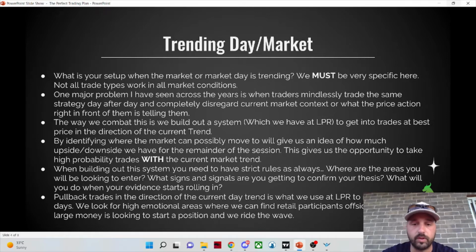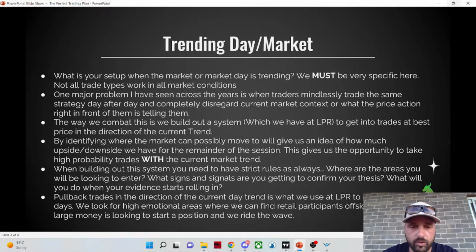The way we combat this is we build out a system, which we have at LPR within our group, to get into trades at best price in the direction of the current trend. So we have a market that's running up or running down. We've recognized it's trending. This is what we're looking for on a trending day in order to get an entry into this move. We don't have to catch the bottom. We don't have to catch the top. We just have to look for the meat of the move. By identifying where the market can possibly move to or where it could go gives us an idea of the upside or downside we have for the remainder of the session. This gives us the opportunity to take high probability trades with the current market trend.